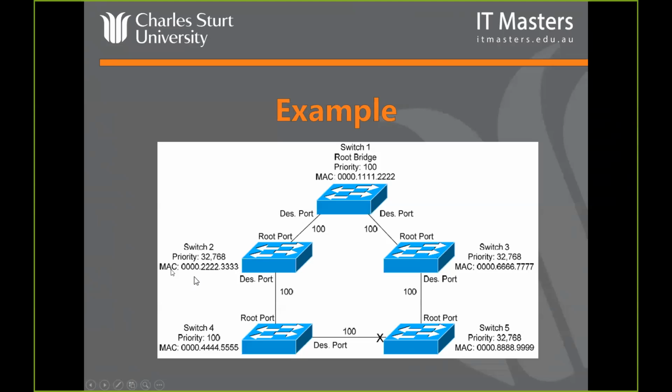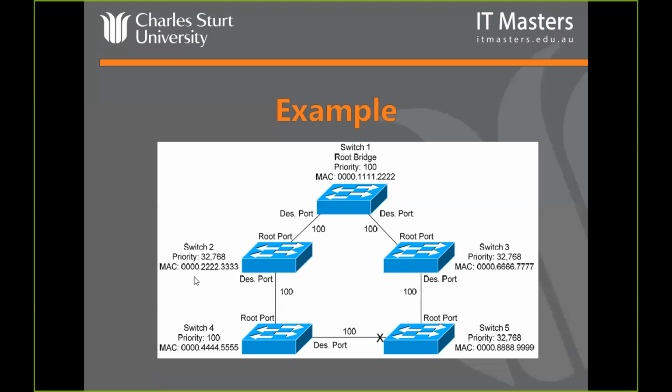So if we go through that election process, we go priority first, right? So priority 100, he beats this guy because he's 32768. He beats this guy because he's also 32768, and he beats switch 5, again, because he's got a lower priority. However, he's got the same priority as switch 4. So then we go to the tie-breaker, MAC address, okay? This guy, switch 1, has the lowest numerical MAC address, therefore he becomes the root bridge.